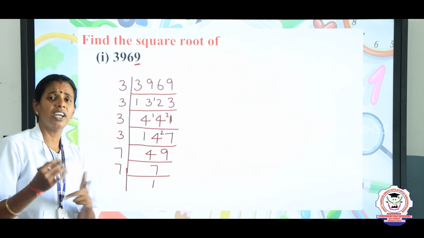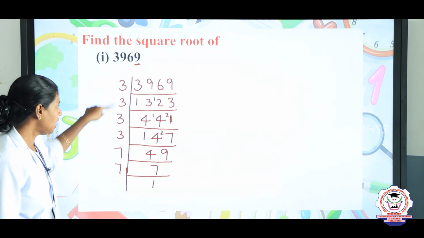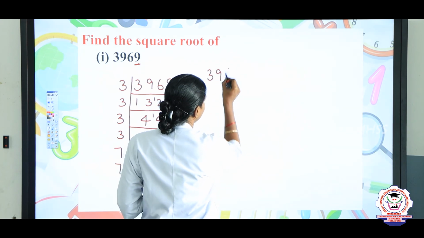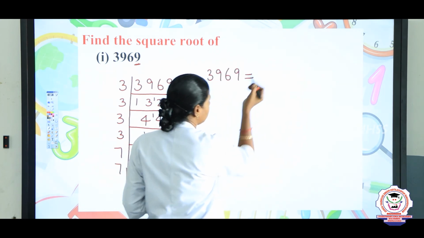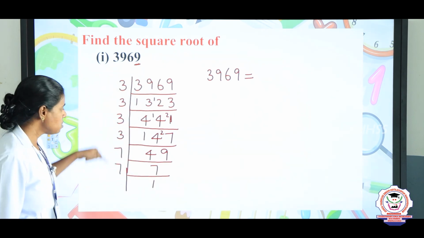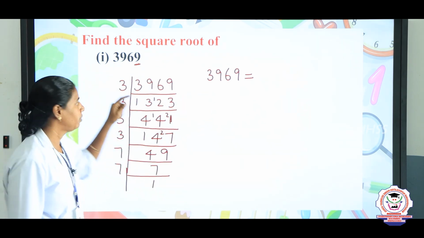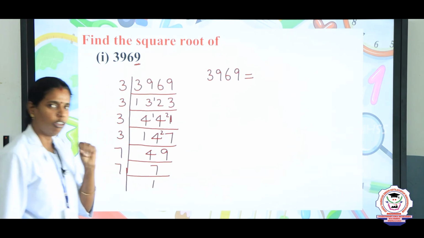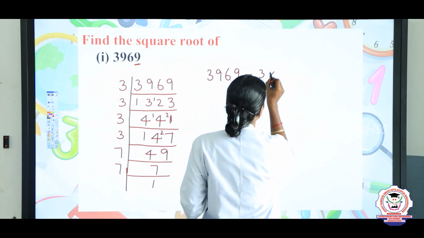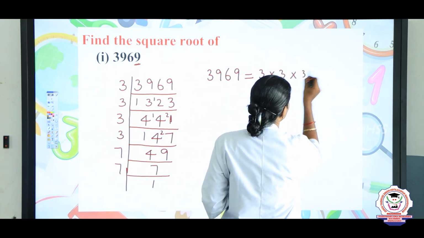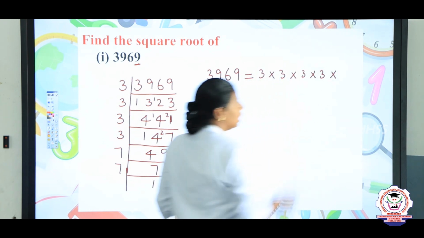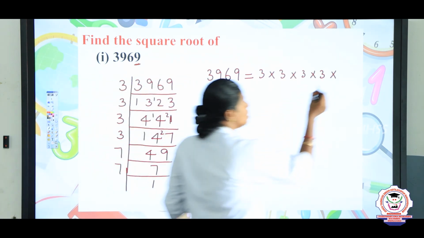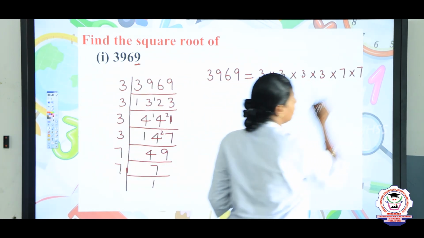From this, how do we find the square root now? Just take this number in product form: 3969 equals, whatever numbers we have used, we write in product form, that is 3 into 3 into 3. Likewise, how many 3s are here? 4 3s, right? So 3 into 3 into 3 into 3, and after these 3s, 7 into 7.